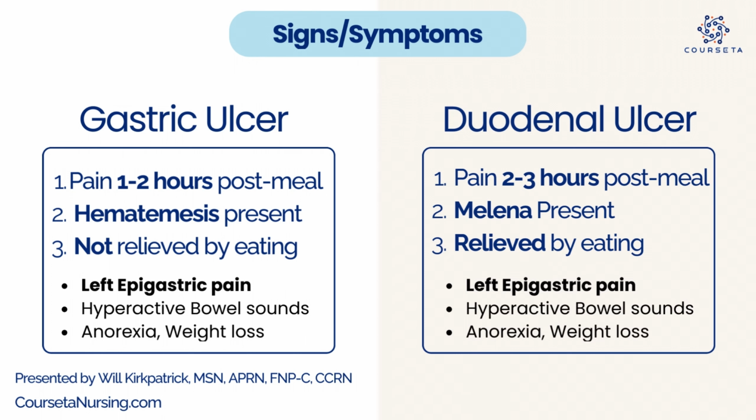Another thing that is a characteristic about pain is when it is relieved. So gastric ulcers are not relieved by eating. That's a big thing that you'll want to write down for your nursing exams and the NCLEX. Versus your duodenal ulcers are relieved by eating. So that's something you want to write down.